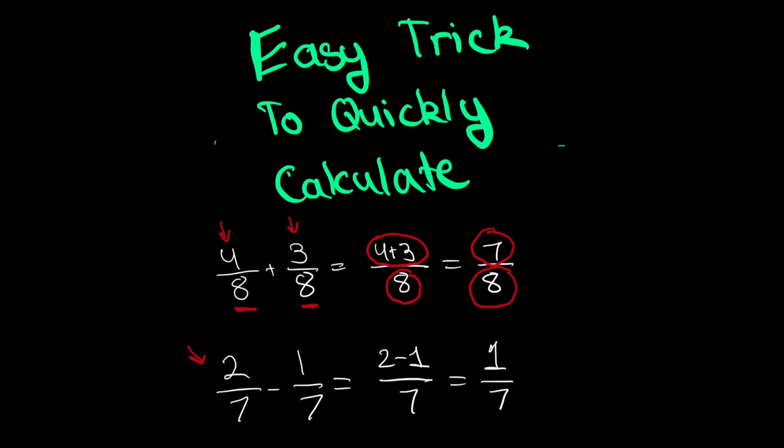Same with this problem. The denominator is 7 on both of these, so we keep that the same, but then we subtract both of these numerators. So we're going to get 2 minus 1, which is 1. So the result is going to be 1/7.